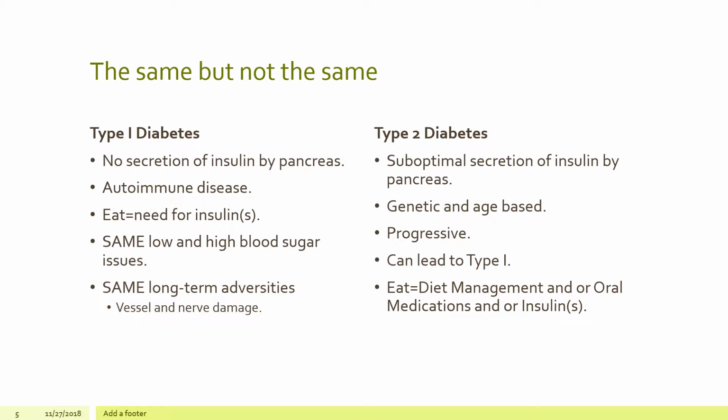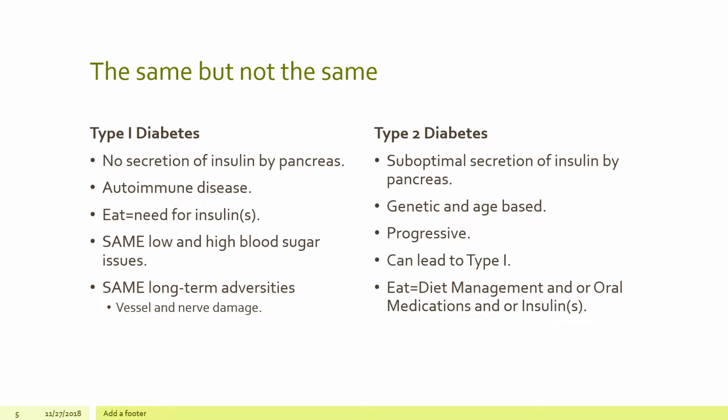And then we're going to move over to type 2, where it's suboptimal secretion of insulin by the pancreas. Genetic and age-based are risk factors. It's progressive. It can lead to type 1, so you can start out as a type 2 and become a type 1. And eating equals diet management and/or oral medications and/or insulins.